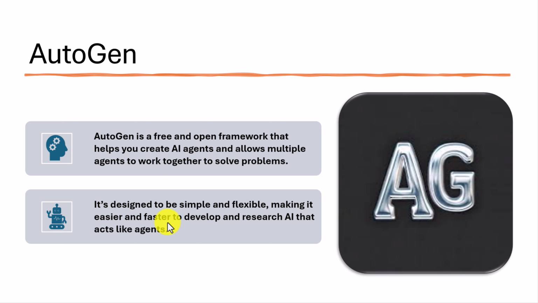One more main objective of the AutoGen framework is that it is designed to be simple and flexible. The flexible concept we'll talk about in upcoming videos. In this video I'm just focusing on how we can create an agent in a simple way, making it easier and faster to develop research AI that acts like an agent. So these are the basics of the AutoGen framework.